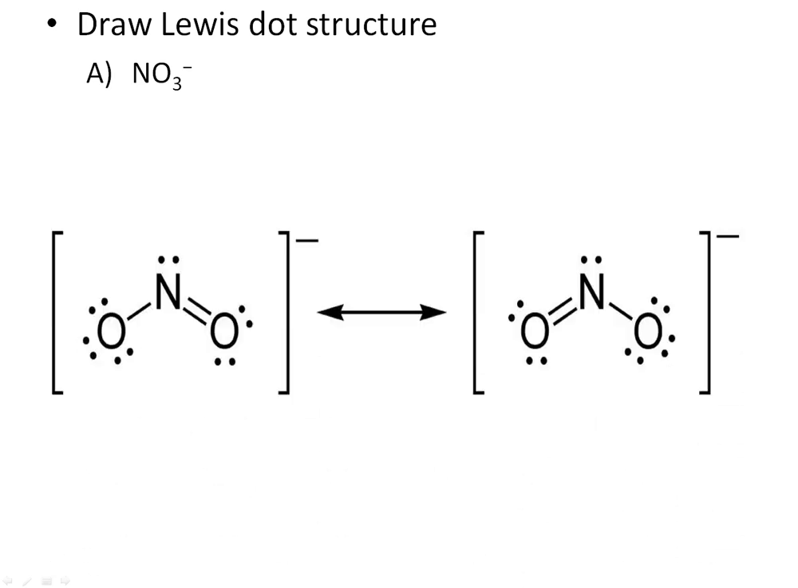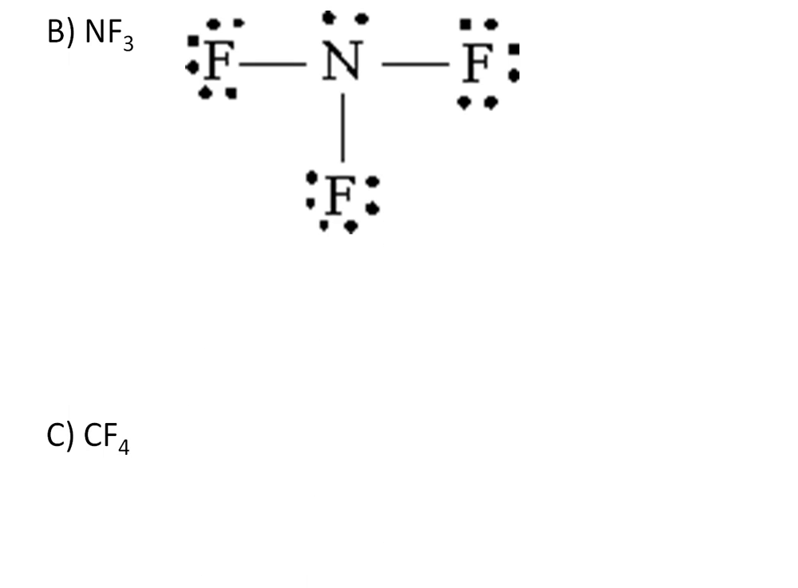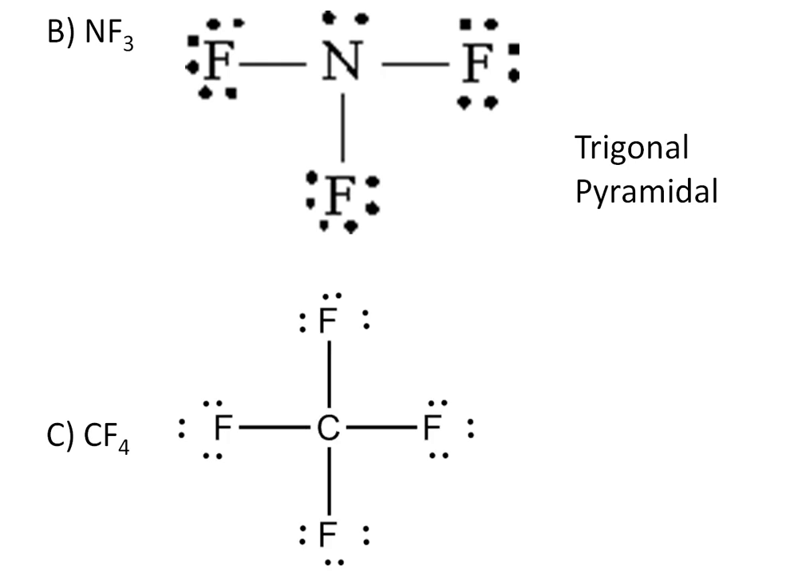For this activity, you need to draw the given substance. So the first one is NO3 minus. As you can tell, it has a resonance structure, and it is trigonal planar. Next one is NF3. As you can tell, it has 1 lone pair, making it trigonal pyramidal. CF4 is the next one. It is the standard tetrahedral shape.